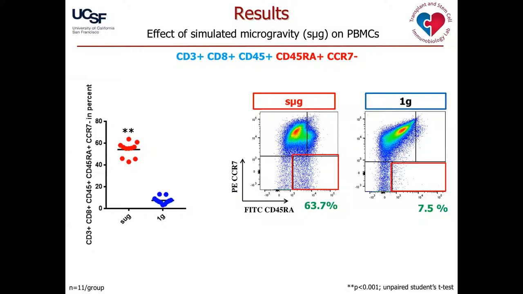You see here flow cytometry data when we put PBMCs on tissue chips into simulated microgravity, in red, versus the 1G control, so the normal lab conditions. And you see in red that in simulated microgravity, the phenotype of TEMRA cells significantly increases up to 60%, and this was within only 72 hours, whereas at 1G, the TEMRA cell population stayed below 20% as expected.